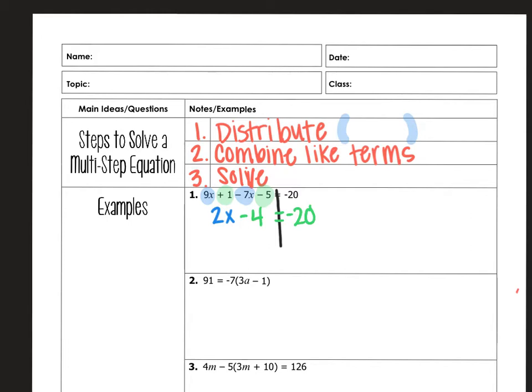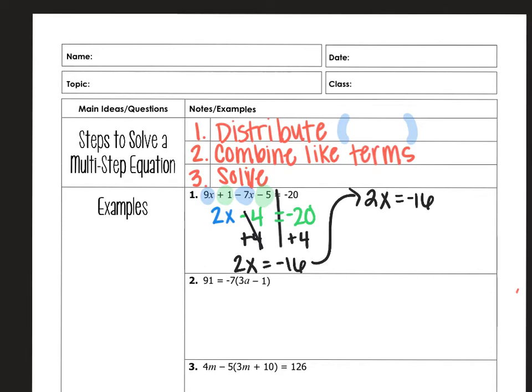We now have step 3, we have to solve. So the whole goal is to get x by itself. I'm going to start with adding 4 to both sides. 2x equals negative 20 plus 4, which is negative 16. I'm going to move this up here just so I have enough room. So I'm rewriting it: 2x equals negative 16.